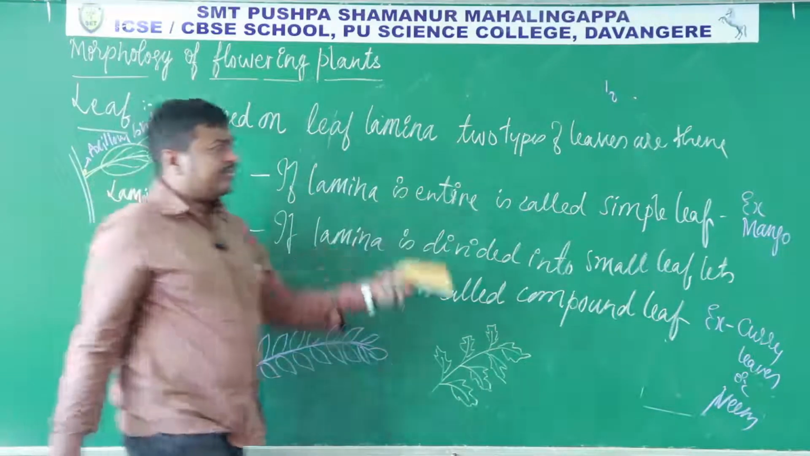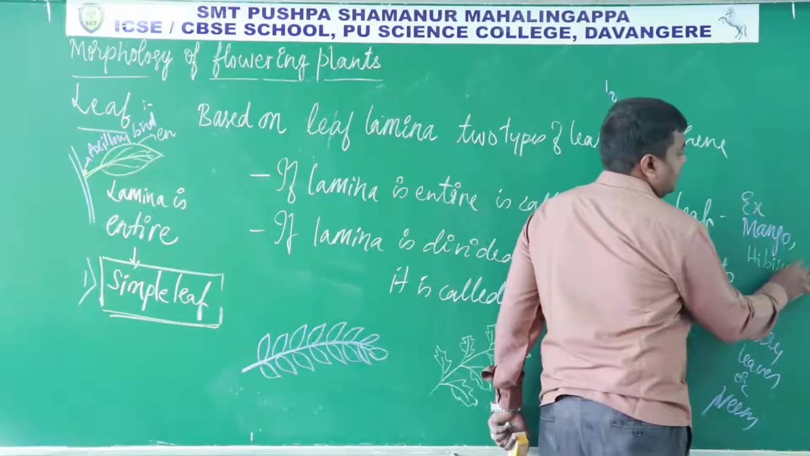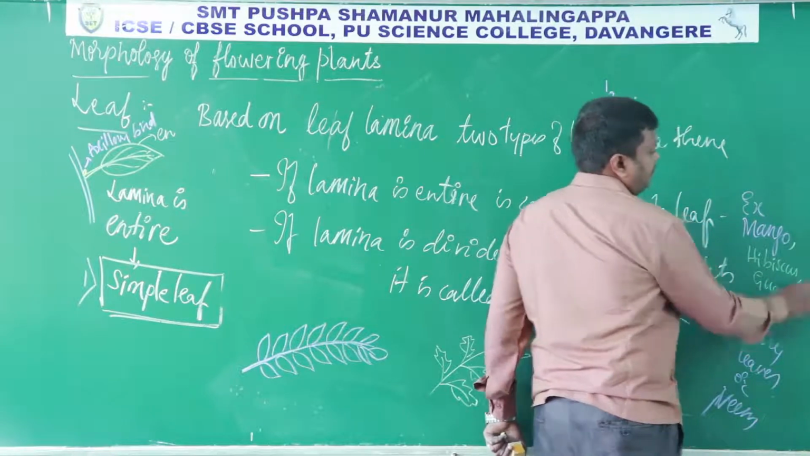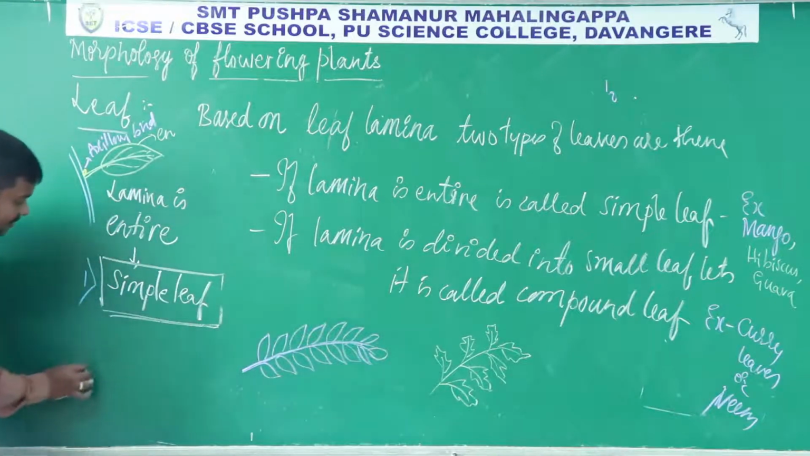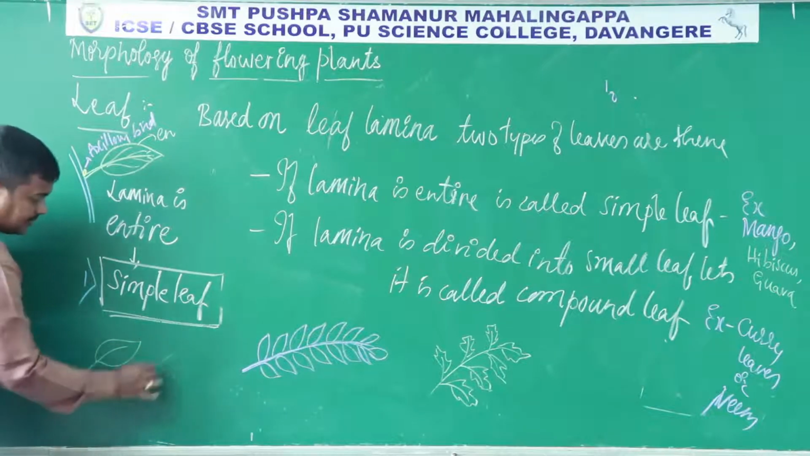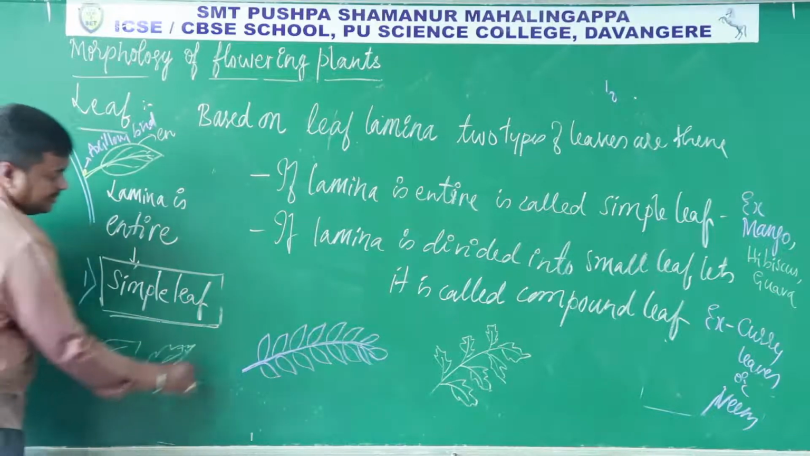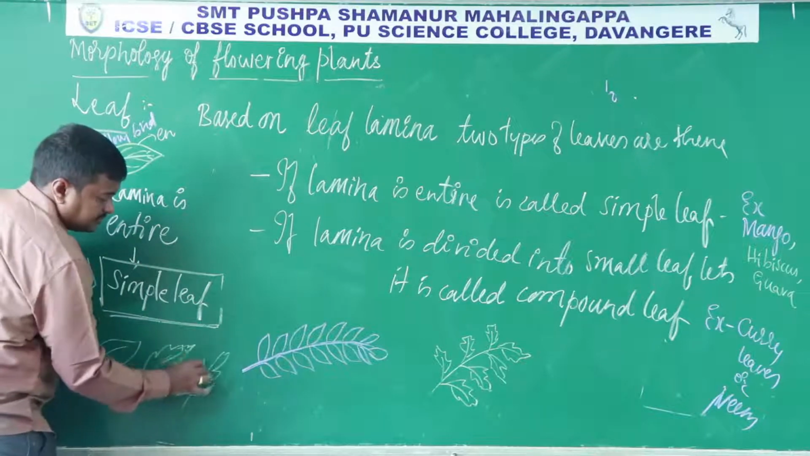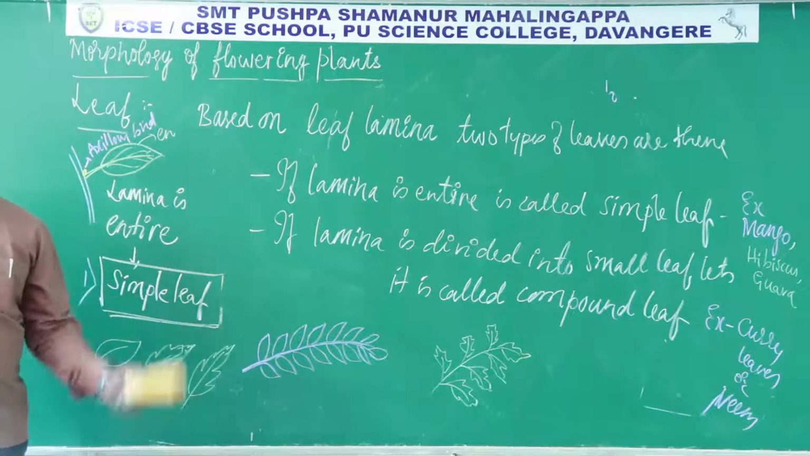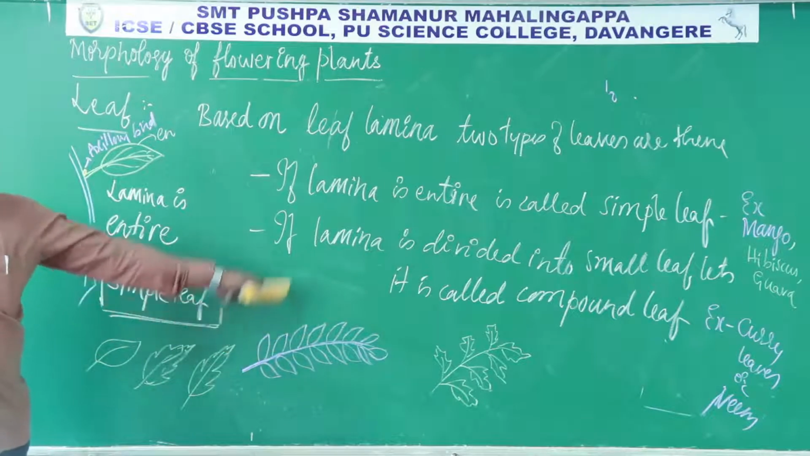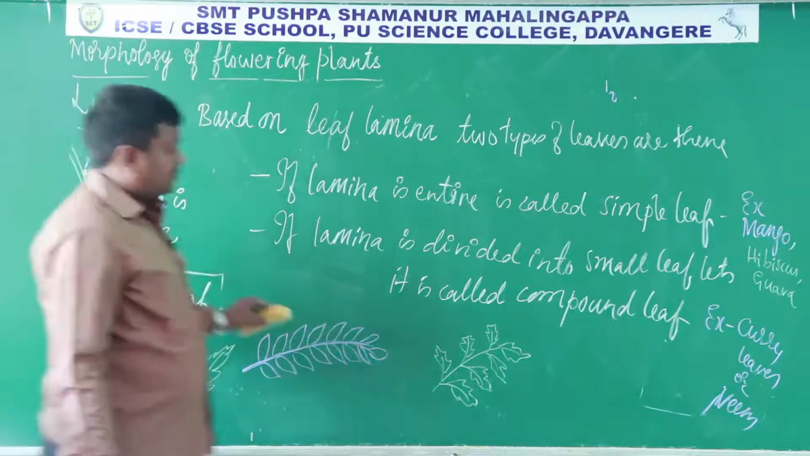Okay, so for entire leaf we can give a few more examples. Mango leaves or even hibiscus leaf, guava leaf. You can observe the lamina is entire. Remember, a simple leaf can look like this, or like this, it is still a simple leaf. In hibiscus it is incised like this, or even more incised, but we still call it a simple leaf. A compound leaf should have small leaflets; only then do we call it a compound leaf.